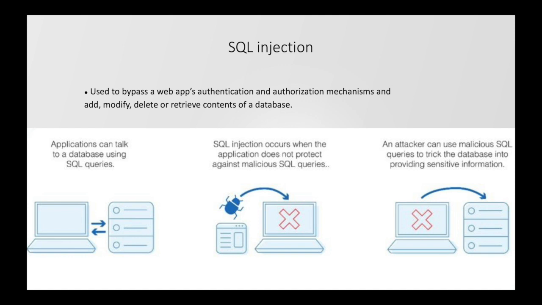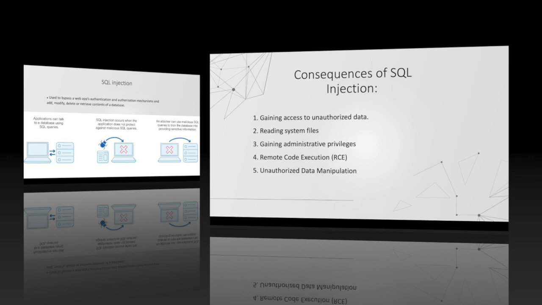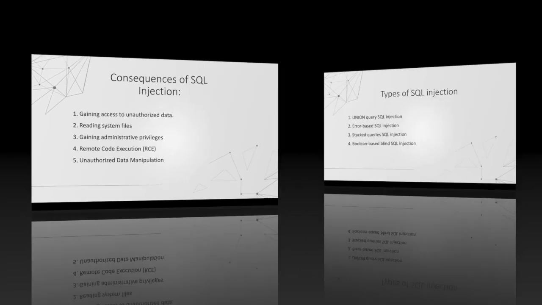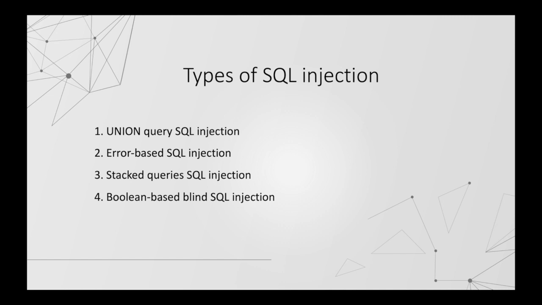But it's not limited to these threats. It all depends on the attacker, the system used, and its configurations. Five main consequences of SQL injection are gaining access to unauthorized data, reading system files, gaining administrative privileges, remote code execution, and unauthorized data manipulation. There are different types of SQL injection. For example, union query, error-based, stacked queries, and Boolean-based blind SQL injection.